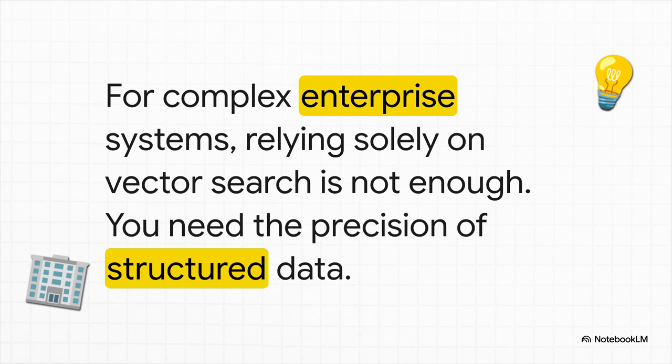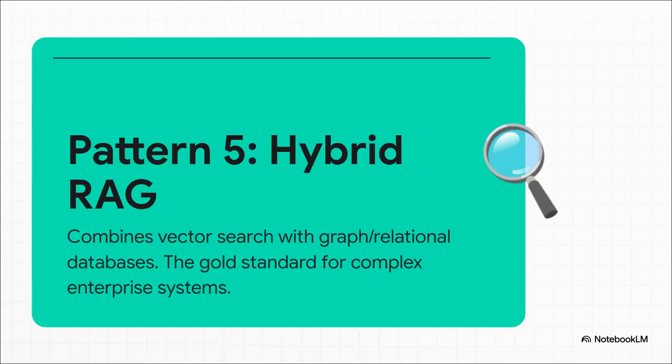Vector search is fantastic for unstructured text, but it's just not enough when you need absolute precision. For things like financial data or product inventories, you need the hard facts that live in structured data. And that is exactly where the next pattern comes in. And that leads us directly to pattern 5, hybrid RAG.